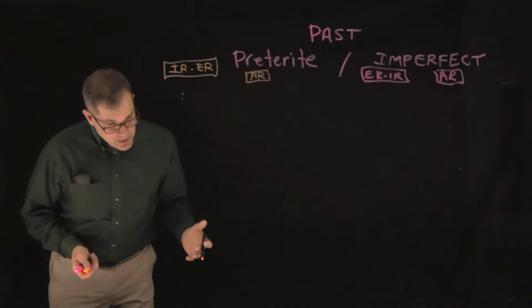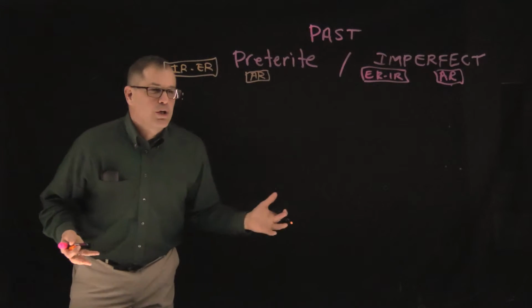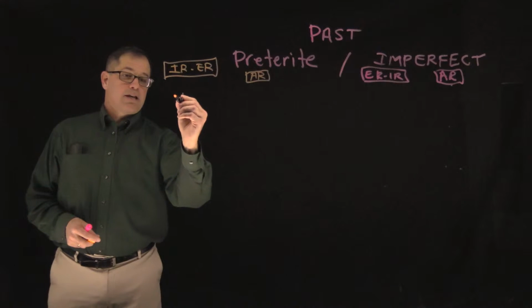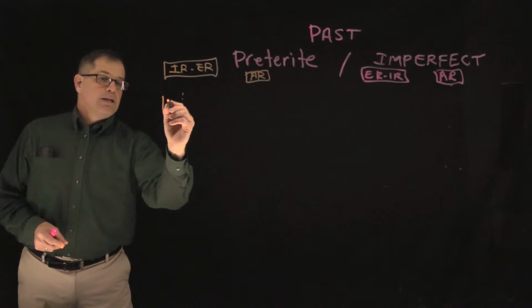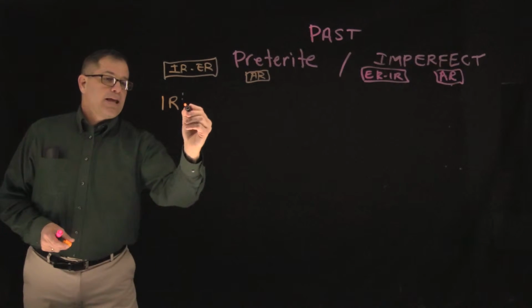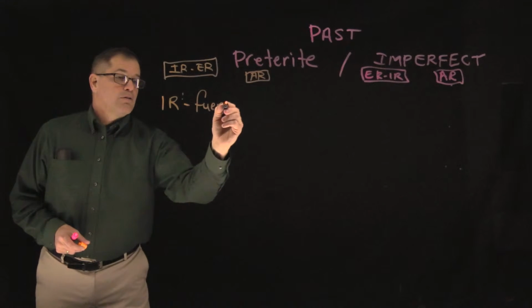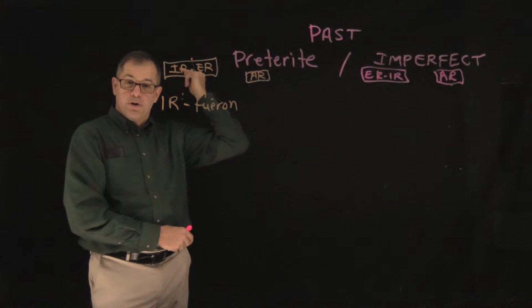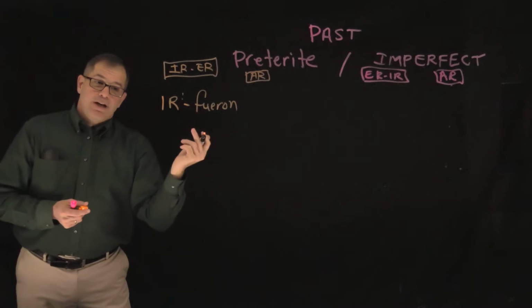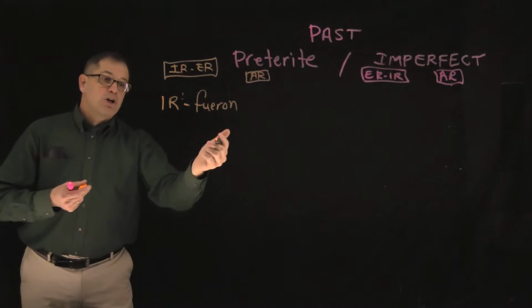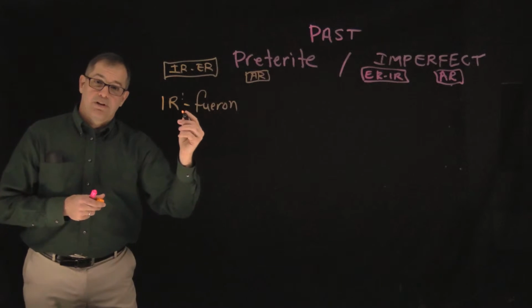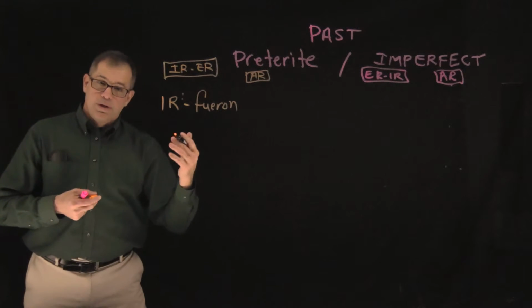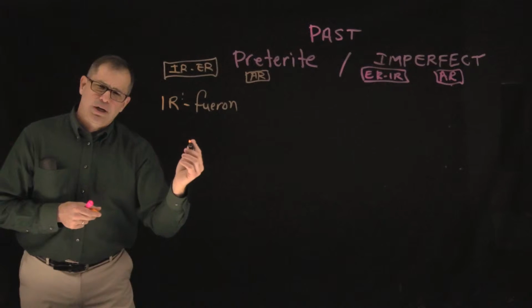So we have this group that are totally irregular. We've mentioned this one, I think. It's actually an IR verb, so I'll put it over here. It's ir, all right? And that goes fueron, they went. We had that in class. Fueron, ir goes fueron. And we have a number of other irregular verbs in this preterite tense. There's just so many of them, and we're going to look at a few to see how that goes, but we're going to do it pretty quickly.